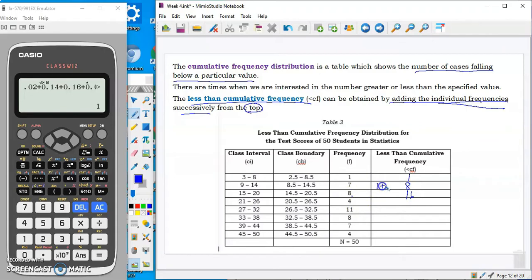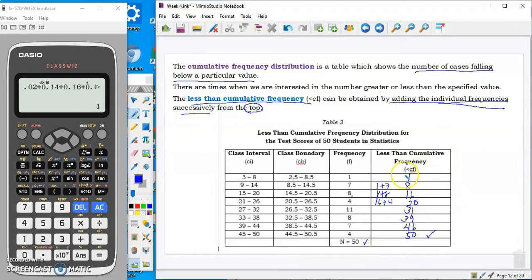So this is 1 plus 7. This is 8 plus 8. In this case, we have 16 plus 4, and the answer is 20. Now, 20 plus 11, that would be 31. 31 plus 8, that would be 39. We add all the frequencies. 39 plus 7, that would be 46. 46 plus 4, that would be 50. The last item would be the total number of cases.